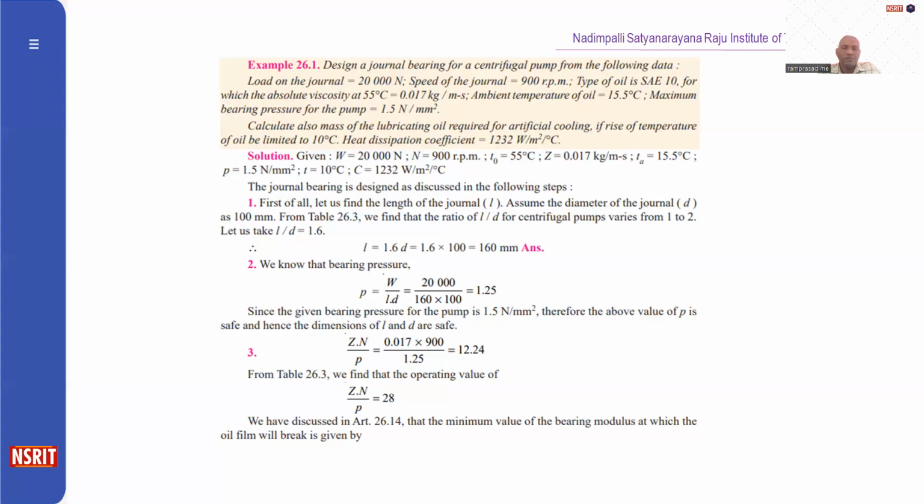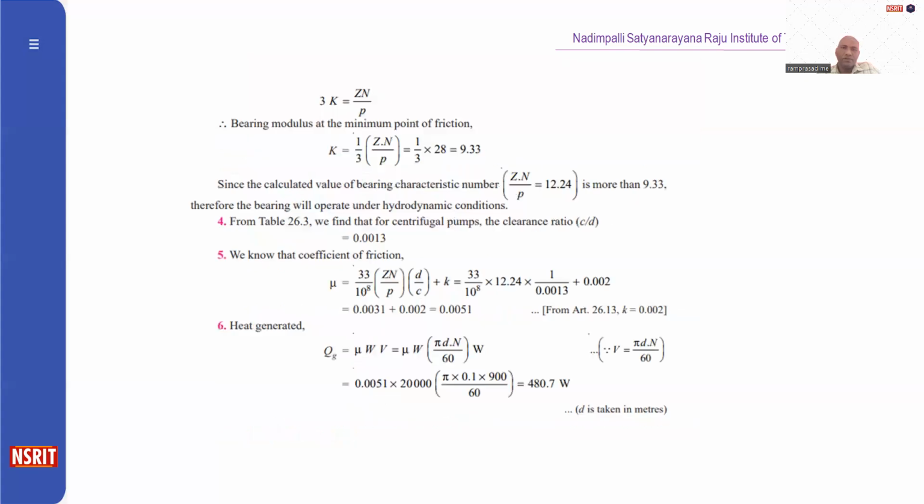We have to equate this 28 to 3K. So 3K is equal to 28, which means K is equal to 9.33. 12.24 is more than 9.33. Therefore, the bearing will operate under hydrodynamic conditions.